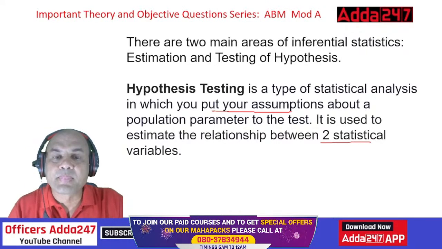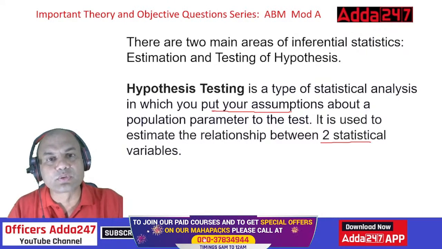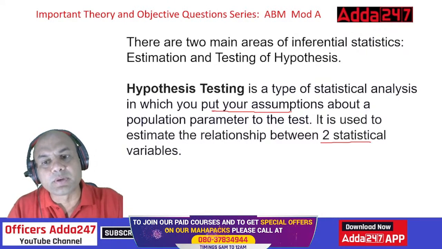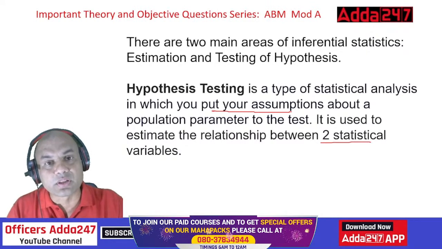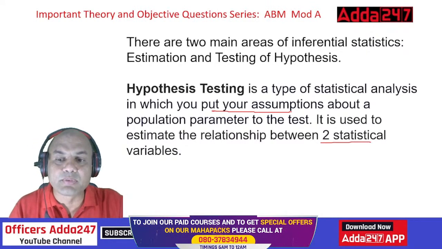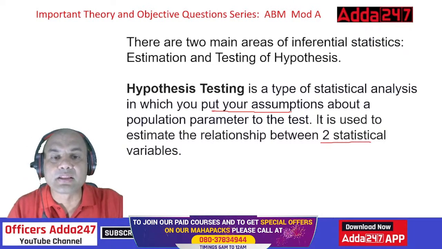When my Chandrayaan 3 goes on the moon, will it test only water? Not only two parameters, whether water is there. It will check the atmosphere. It will check the soil quality. But when I say between two statistical variables, it means at a time I'll consider only two.